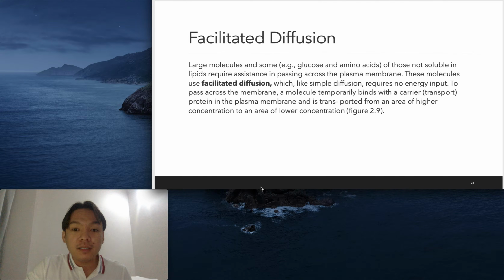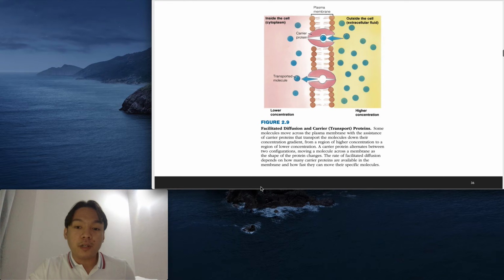So facilitated diffusion involves large molecules, like glucose and amino acids, which are not soluble in lipids. They require assistance in passing through the membrane. These molecules use facilitated diffusion, so it doesn't have an energy input like simple diffusion, but to pass through the membrane, they bind to the carrier or transport protein found in your cell membrane, and are transported from the area of higher concentration to lower concentration.